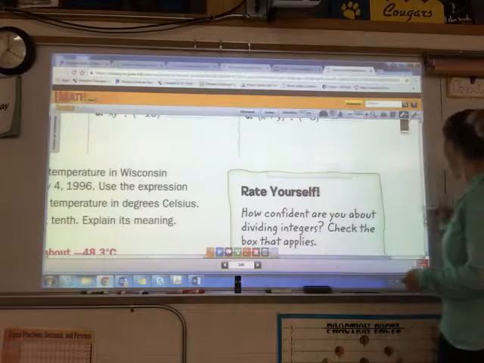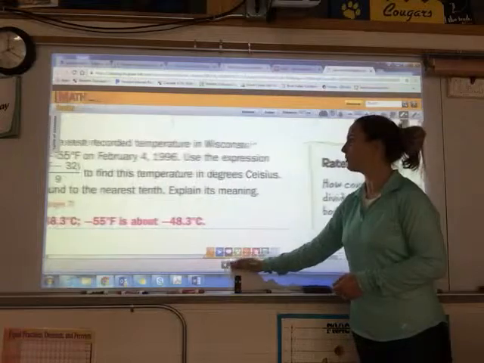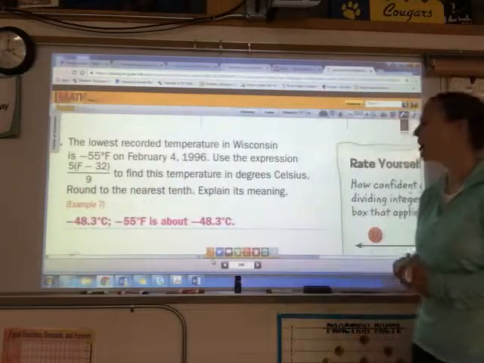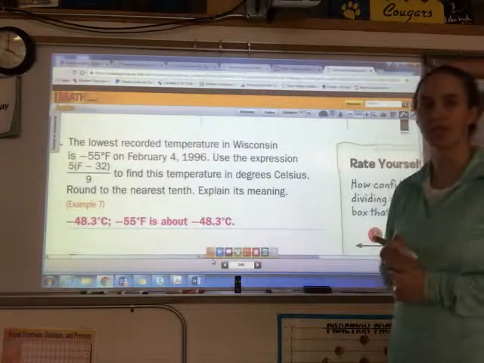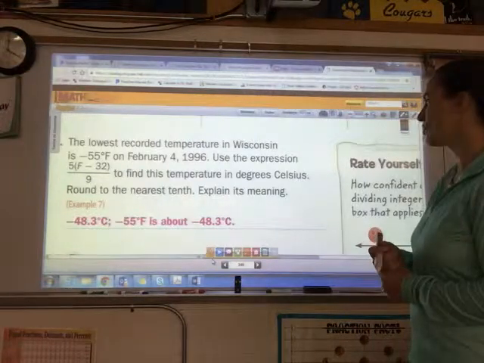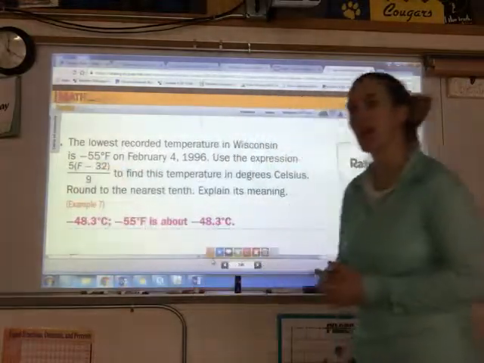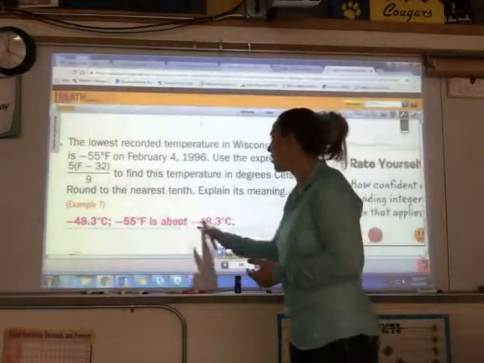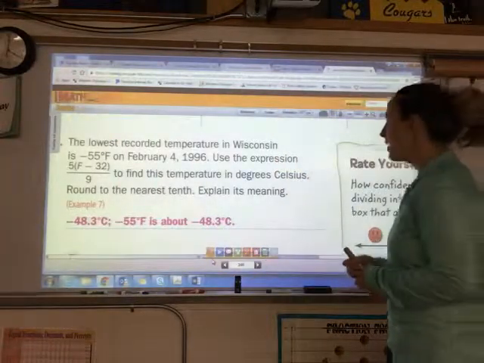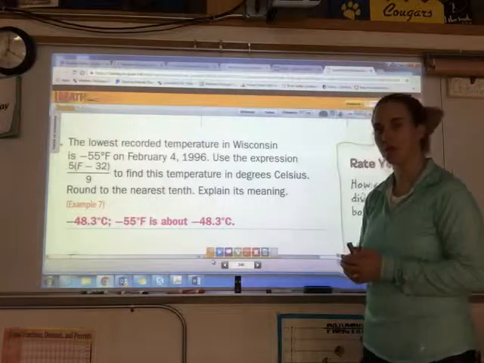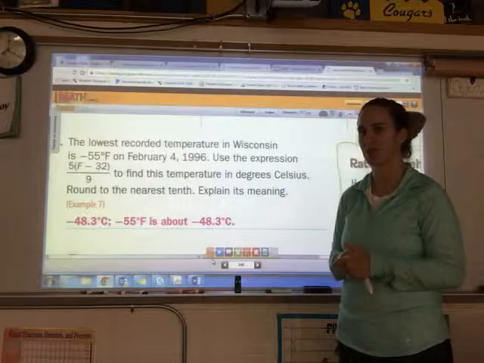Then looking at your STEM problem, question number 7. A couple parts to this. You're rounding to the nearest tenth. So our answer should have been -48.3 degrees Celsius. Therefore, when I explain the meaning, basically -55 degrees Fahrenheit is about -48.3 degrees Celsius. If you're still having trouble or need extra help or extra problems, please feel free to check out the tutorials that are available in this lesson.